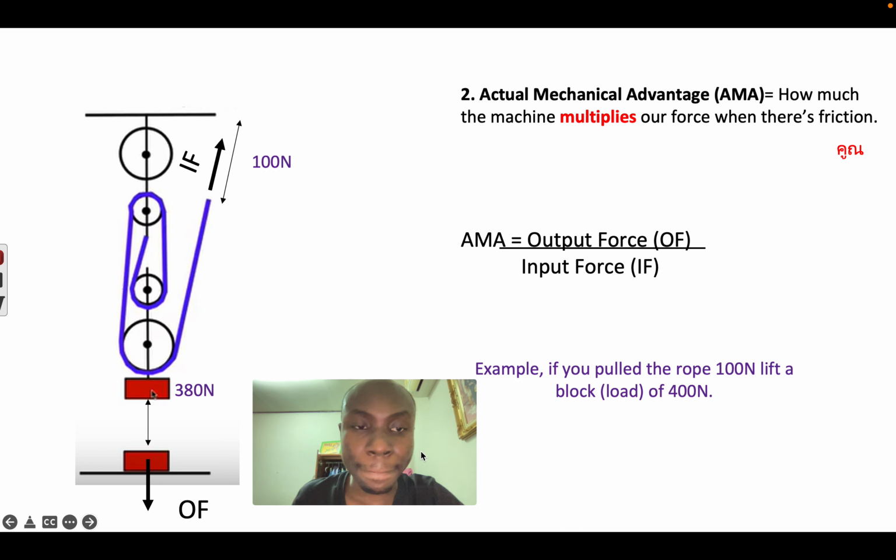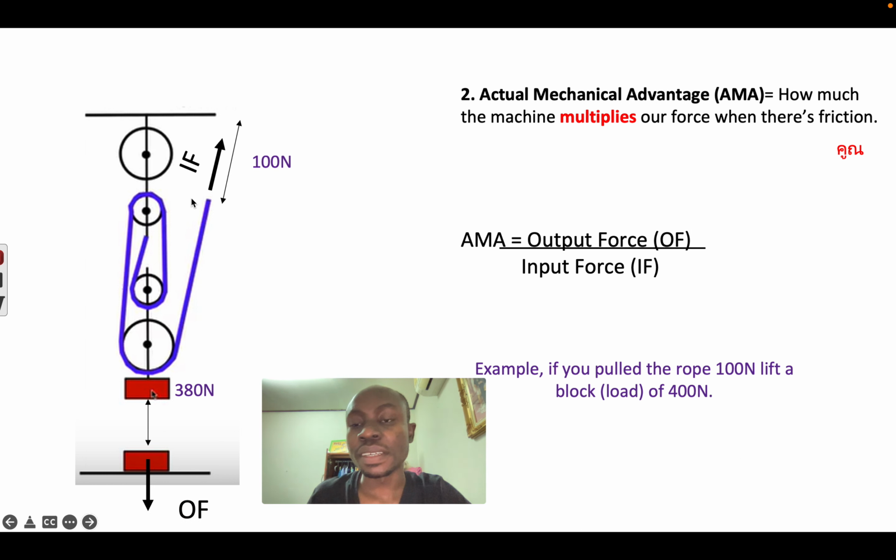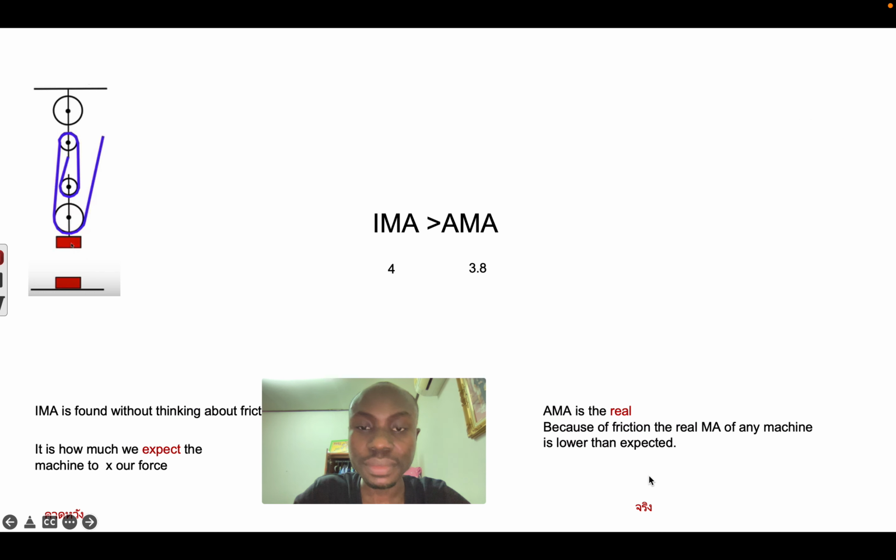Example, let's say you pulled the rope with a force of 100 newtons to lift a load of 380 newtons. How much is the actual mechanical advantage? This is going to be the output force divided by the input force, which is 3.8. Now, the ideal mechanical advantage of any machine is always greater than the actual mechanical advantage, like in this example we saw.